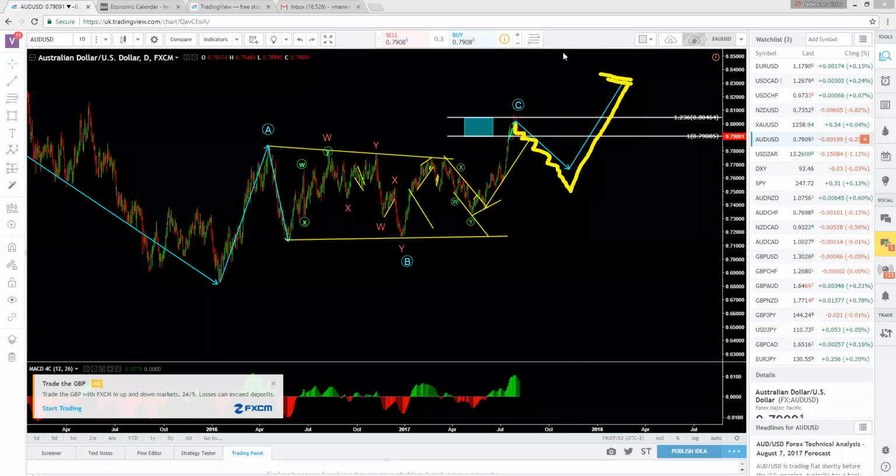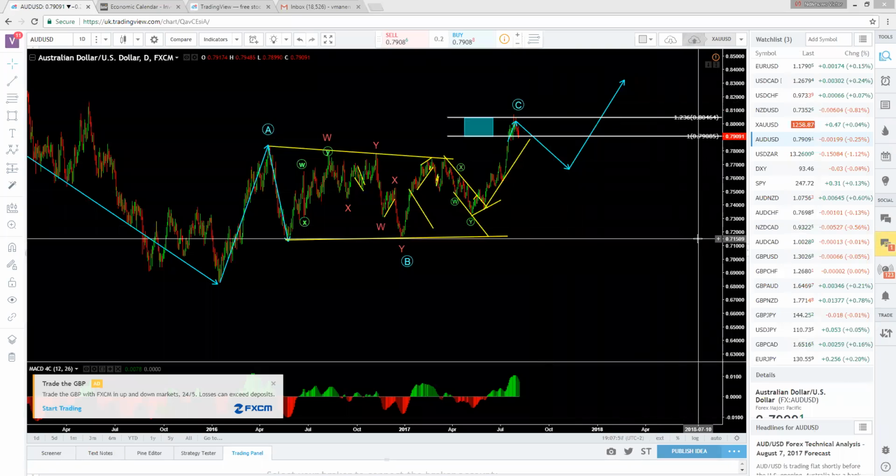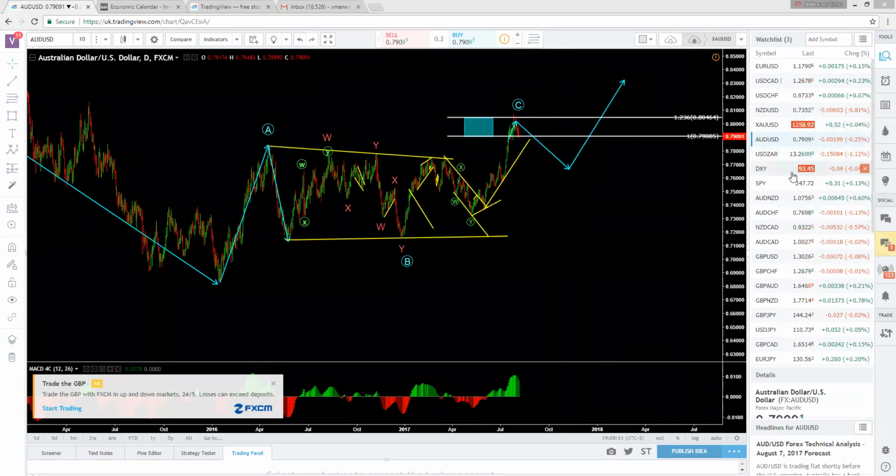So the next one, this is similar to all the other pairs: Euro, New Zealand, gold, US dollar Swiss, US dollar Cad. It's all similar. We're looking for pullbacks now. These are not the impulse moves. We had the impulse moves. Now we're looking for these corrections before they move up.